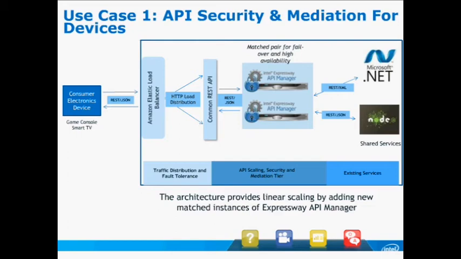So being able to have that load balancer at the front end, being able to have multiple instances of APIs and multiple instances of the API management layer that can all scale up and down is critical.